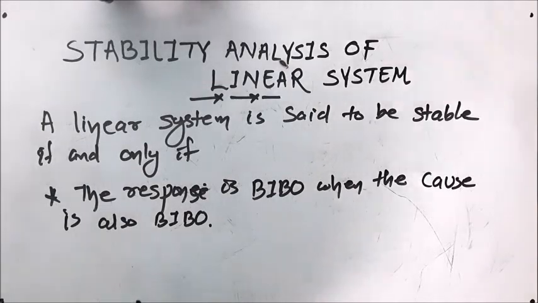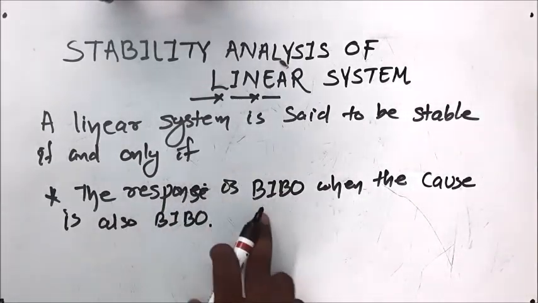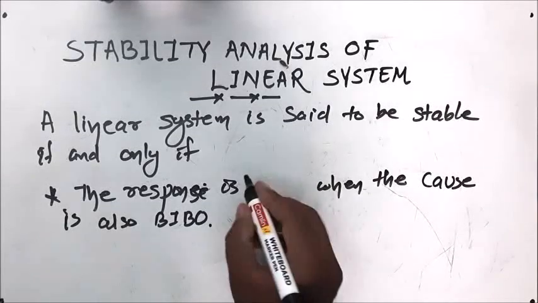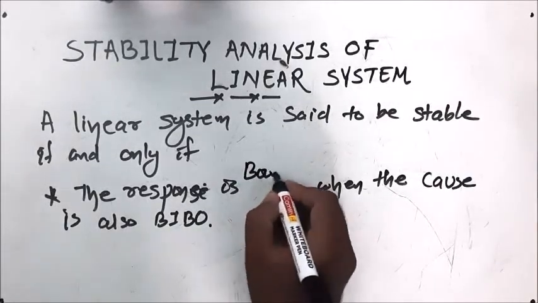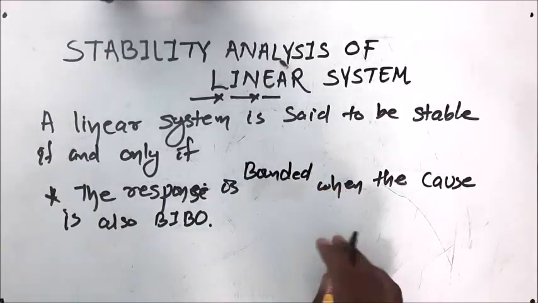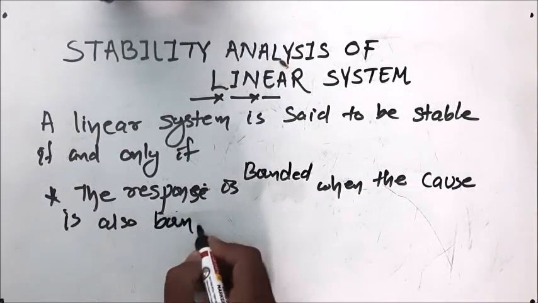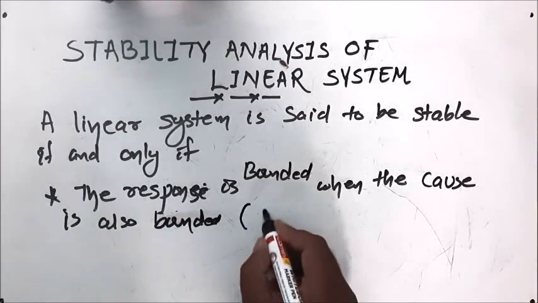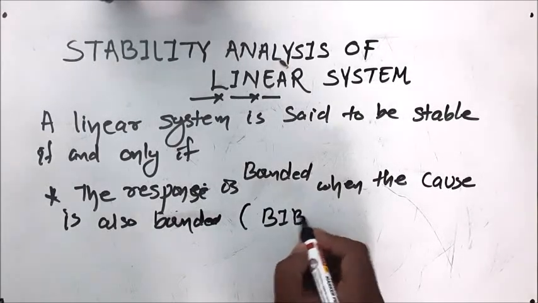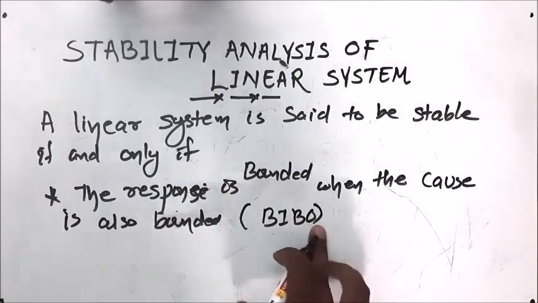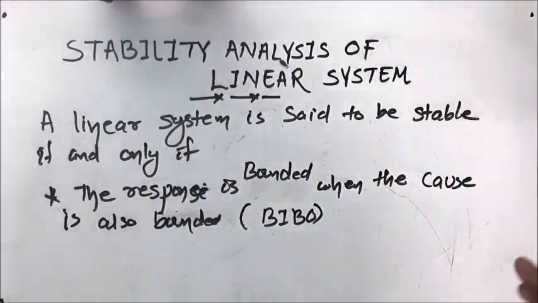Or you can say the response is bounded when the cause is also bounded. So this is called BIBO, or bounded input, bounded output.